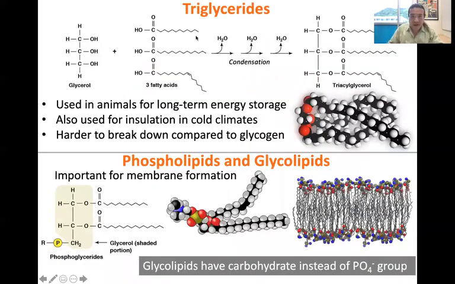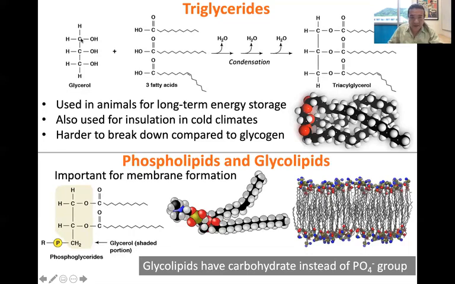Triglycerides have 3 fatty acid tails here. So each of these is a fatty acid. You can see there are 2 saturated ones. In this case, the third one is an unsaturated one, but this can vary, with combinations of saturated or unsaturated. But the point is you have 3 of them that are held together by this molecule on the left, glycerol.